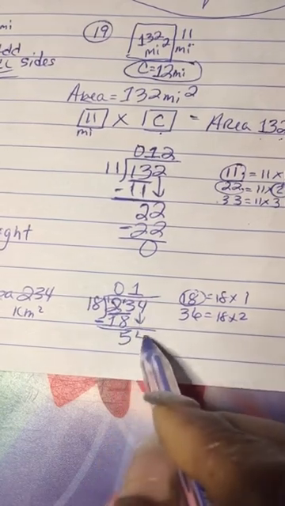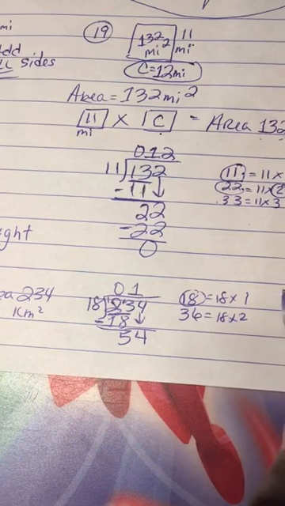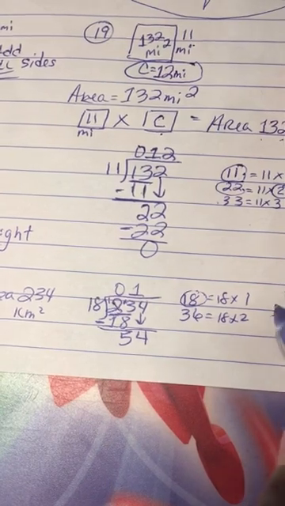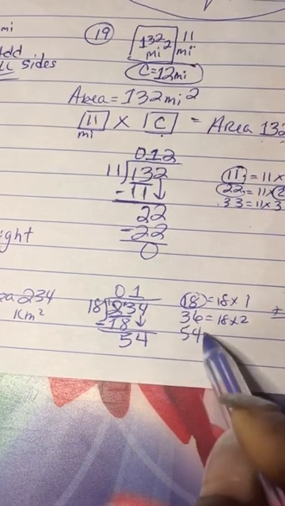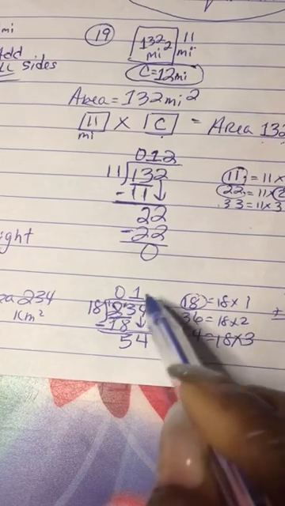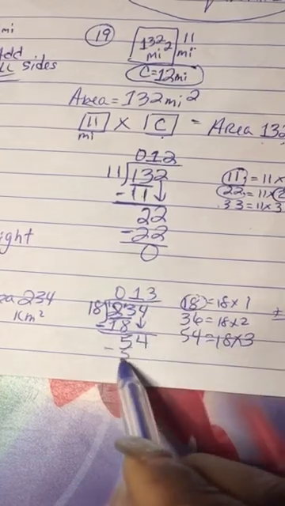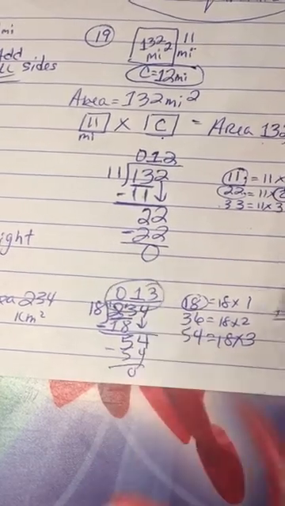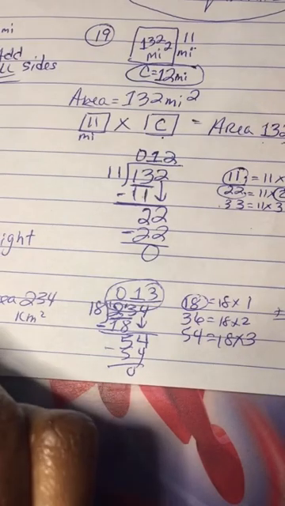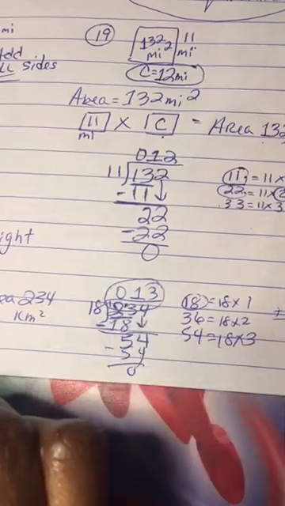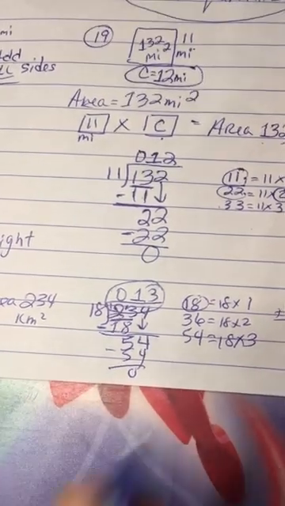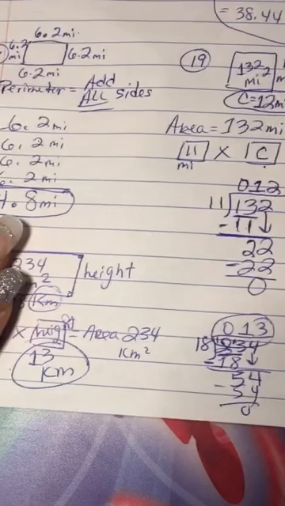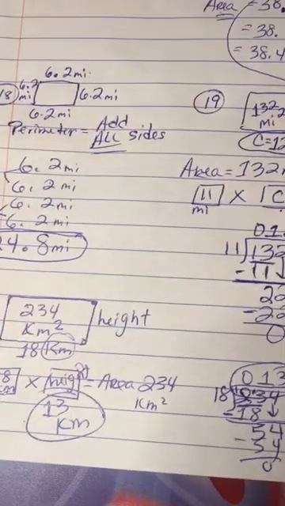Bring down my 4. So we have 54. What is 36 and 18? 8, 9, 10, 11, 12, 13, 14. Put a 4, got 3, 4, 5, 54. So we have 54, which is 18 times 3. So 3 goes here. So 13, what is the height? Kilometers. So 13 kilometers, however you want to pronounce it, is the answer. Thank you.